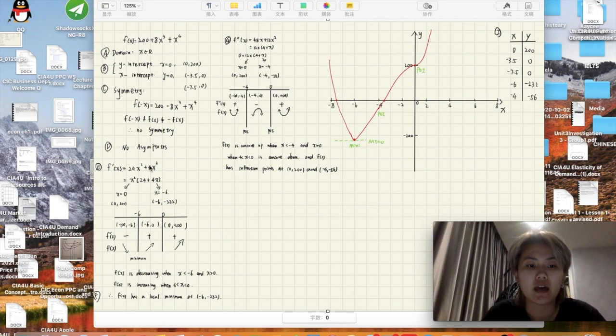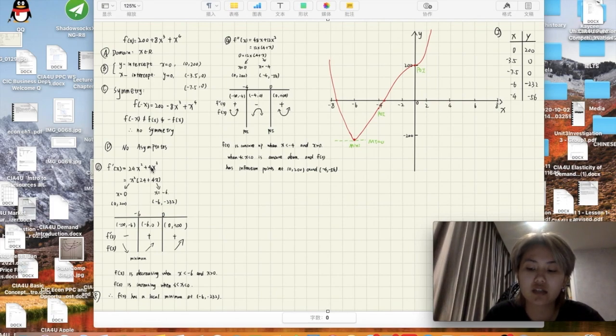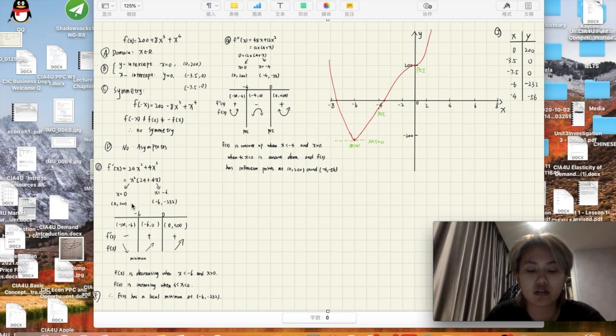Next step, let's change this equation into a derivative. It becomes f'(x) = 24x^2 + 4x^3. Then we can simplify it. We can pick out common factors, so it becomes x^2(24 + 4x). Then we let the function equal to 0 to calculate the x values, equal to 0 and negative 6. So we get the critical points (0, 200) and (-6, -232).